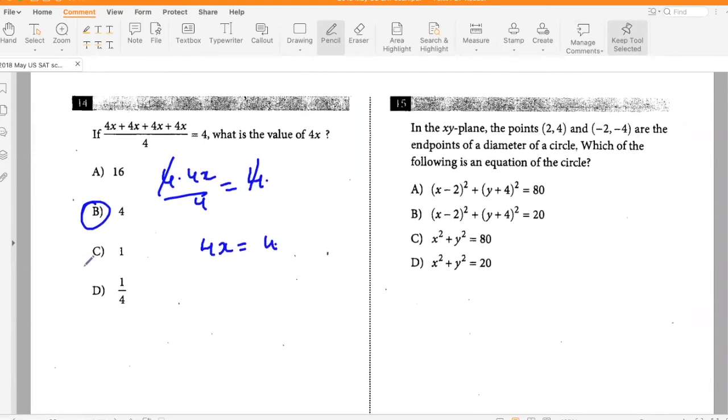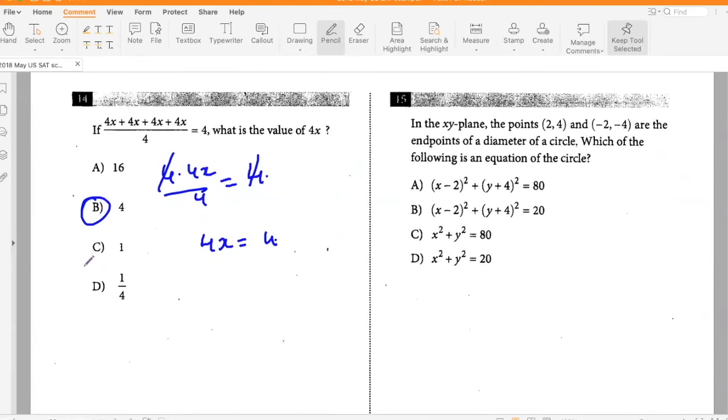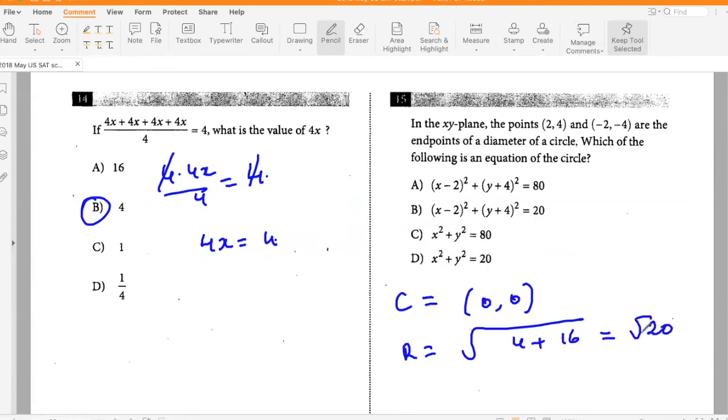In the xy plane, the points (2, 4) and (-2, -4) are the endpoints of a diameter of a circle. Which of the following is an equation of the circle? Okay, so the center would be the midpoint of this. So that will be (0, 0). And the radius would be the distance of the center from any point. So 4 plus 16, so that's root 20.